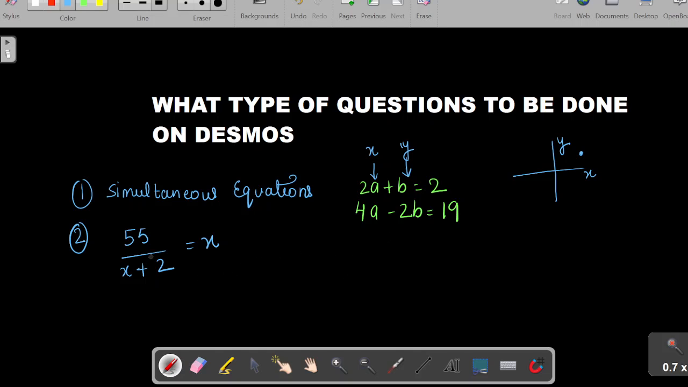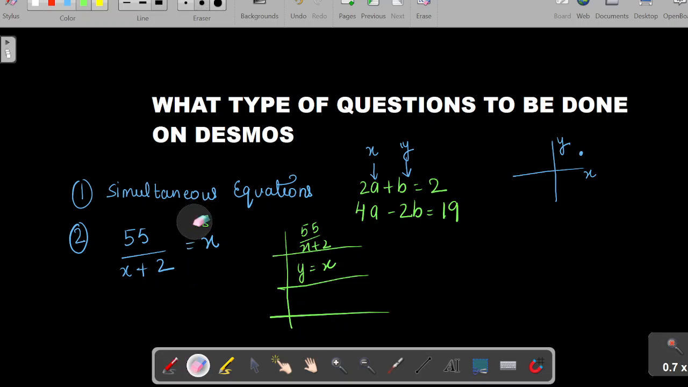But how to put it on Desmos? This is very important. Just divide it into two functions. You have lines in Desmos, these are the places where you can put functions. So you write 55 over x plus 2 here, and in the other you write y equals 6, or whatever it is, suppose it is 8, y equals 8. So we just divide one equation into two functions. That's how you have to do it.